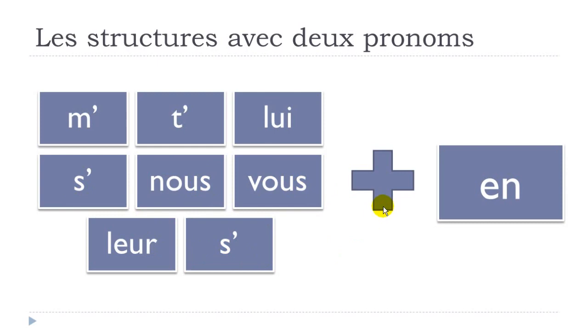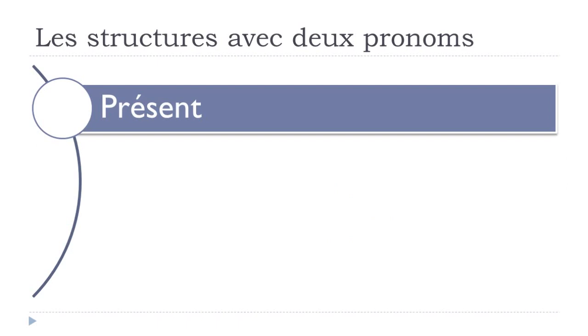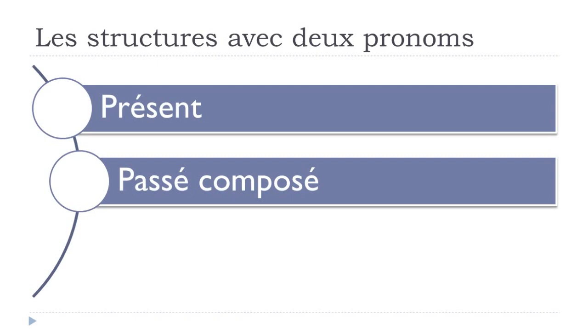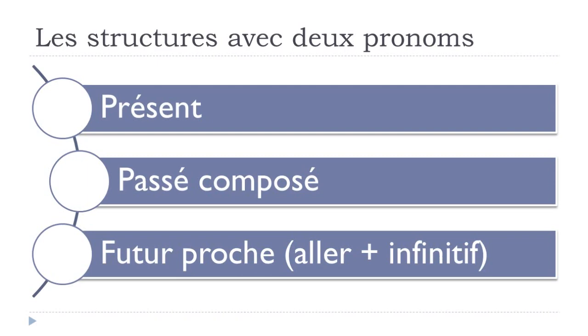Okay, so we'll see a few examples, and I thought it might be useful to put the examples in the present, le présent, and then the passé composé, because if you remember correctly, the passé composé is what we call a composed tense. And then the futur proche, this near future structure that you normally make with the verb aller and then your verb at the infinitive. It's quite interesting because in that case it gives you two verbs, okay? So the question is, how do you place your pronouns when you've got two verbs in your sentence?